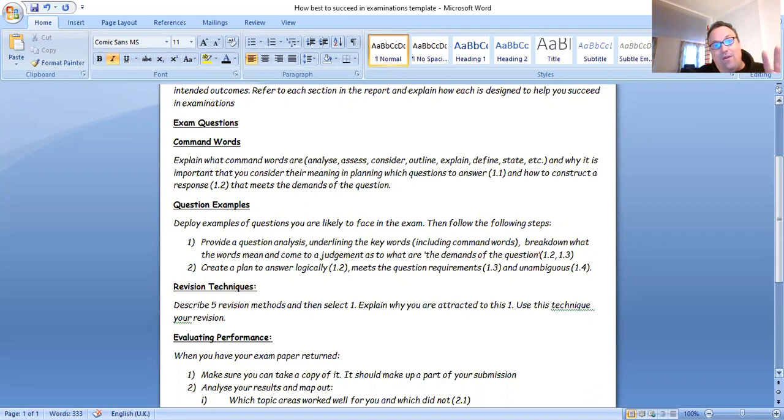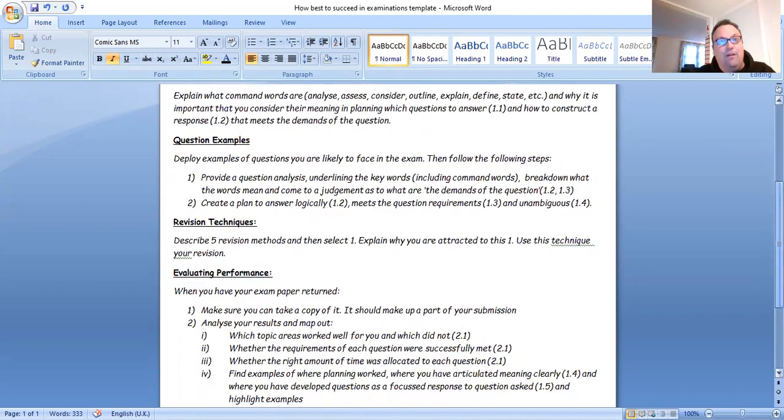Describe five revision techniques. Doesn't have to be in detail, but describe five. Then select one. The one that you're using to do your revision currently, I would suggest, would be the right one to pick. If you haven't started your revision, pick one from those five, and use this technique for all of your revision. Bang, there you go.